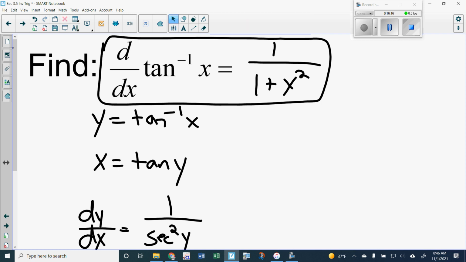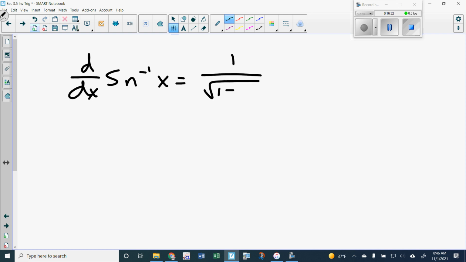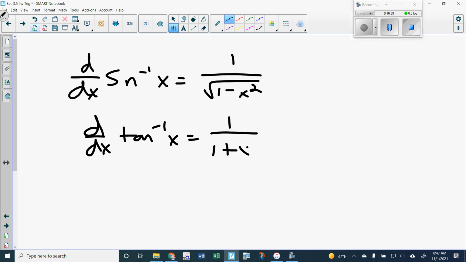All that we went through here is just to show you where it came from. All you need to know is this. The derivative of inverse sine is 1 over the square root of 1 minus x squared. The derivative of inverse tangent is 1 over 1 plus x squared. Everything that we have talked about for the last 15, 20 minutes, you can forget all of it and just memorize that. Are those the only two?